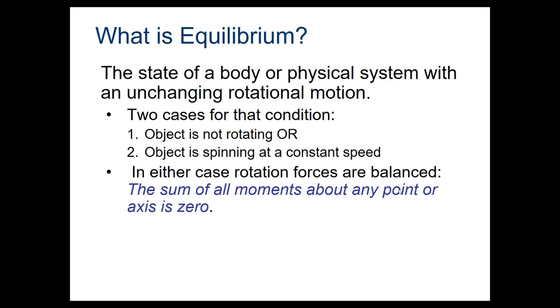What happens when we get things in balance? And equilibrium is kind of a balance point. So we say something is in equilibrium if it meets one of these two conditions. One of those is that it's not rotating, again, sitting still. The other option, which is not a real common one, but is possible, is that you have an object that's spinning at a constant speed.